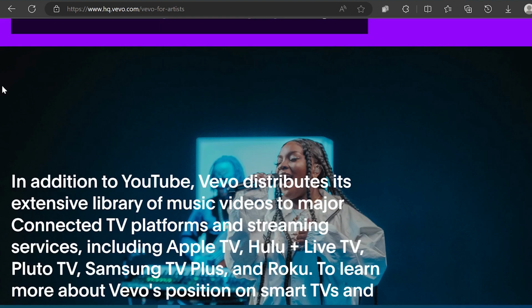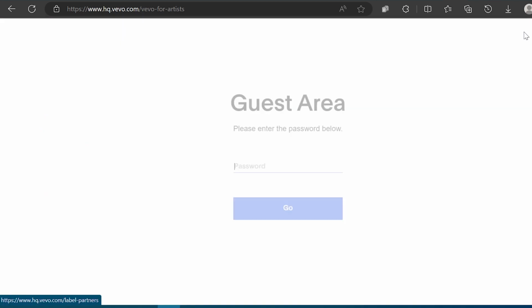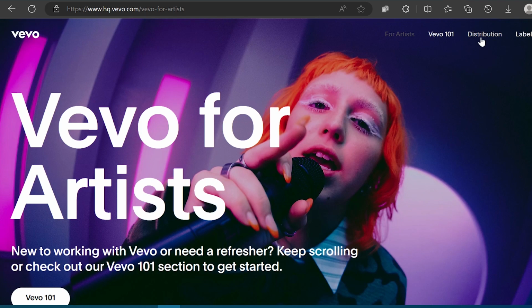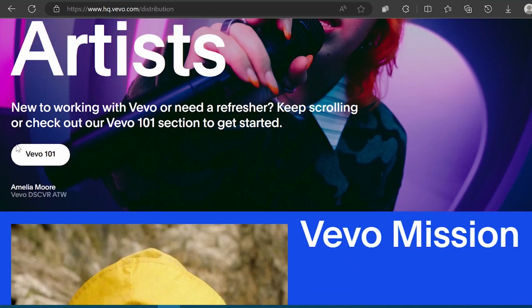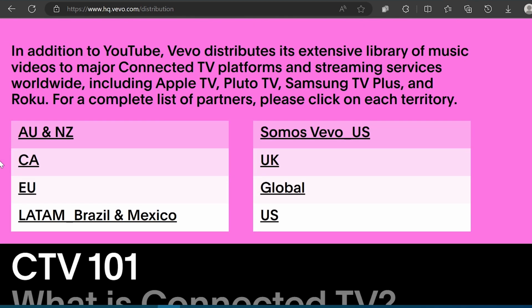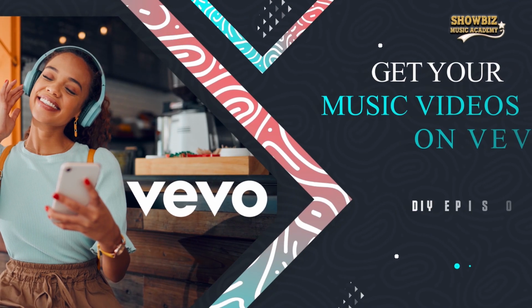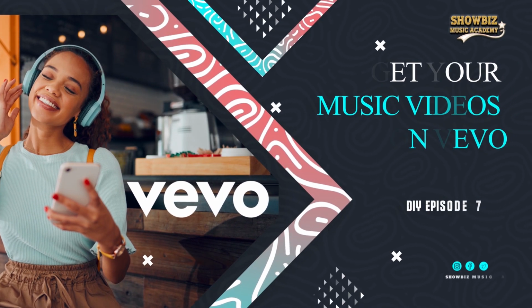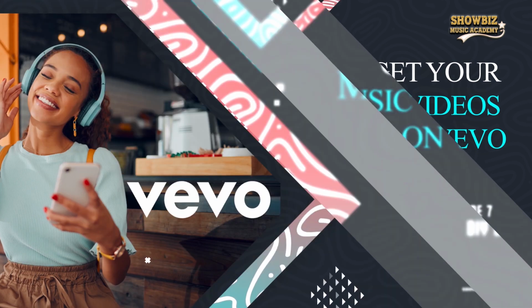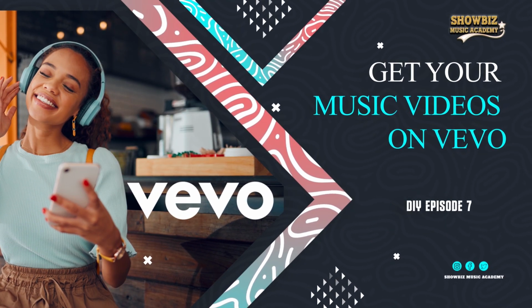In addition to providing a platform for music video distribution, VEVO also offers monetization opportunities for artists and rights holders through advertising revenue. Artists and record labels can generate income based on video views and engagement on their platform. Overall, VEVO serves as a centralized hub for music videos, offering artists a dedicated channel to promote their work, reach a broader audience, and monetize their video content.